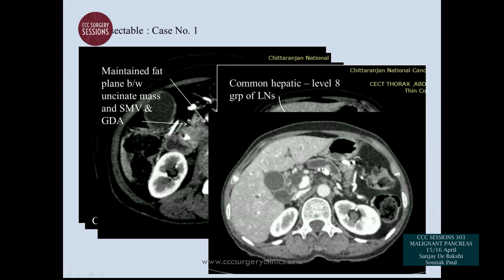However, if this amount of dilatation of the pancreatic duct is there with maintained pancreatic parenchyma, it is usually seen with chronic pancreatitis, and the pancreatic parenchymal atrophy in that case is termed symmetric pancreatic parenchymal atrophy.